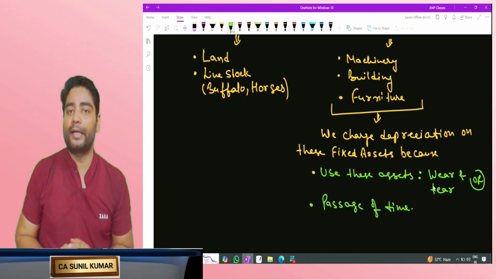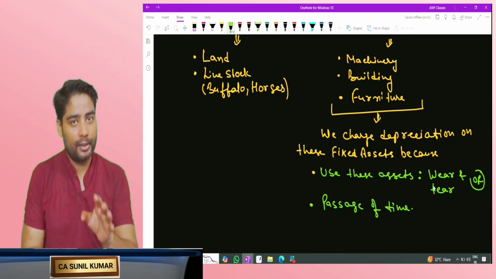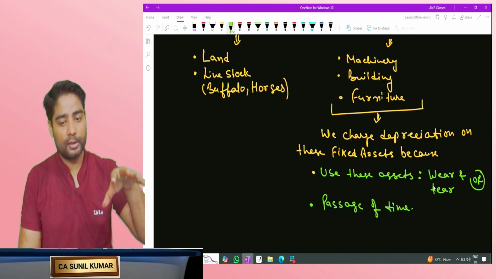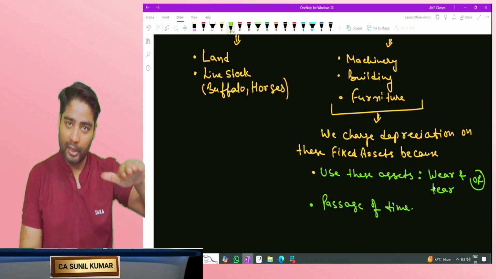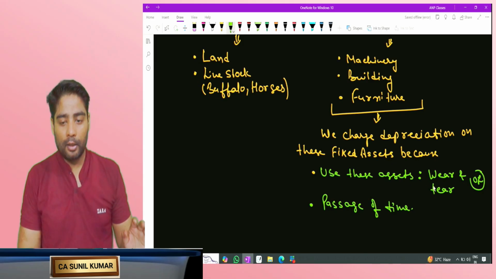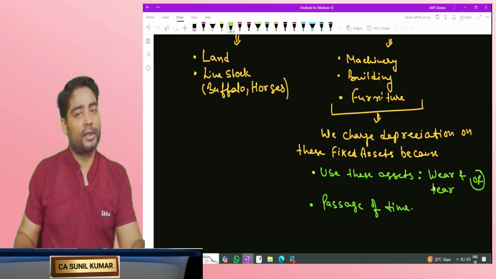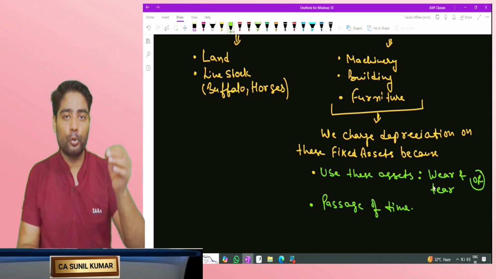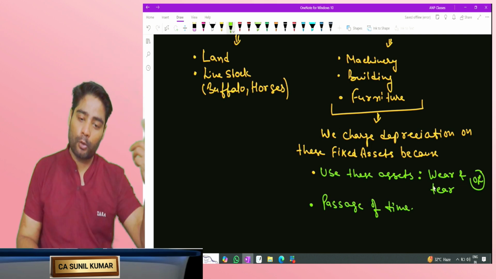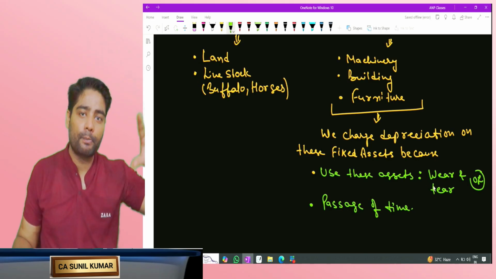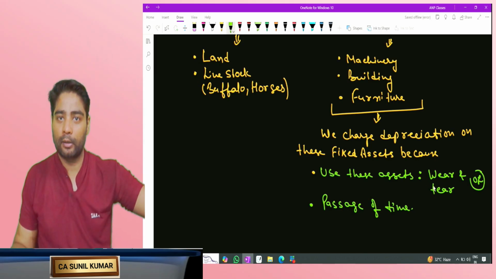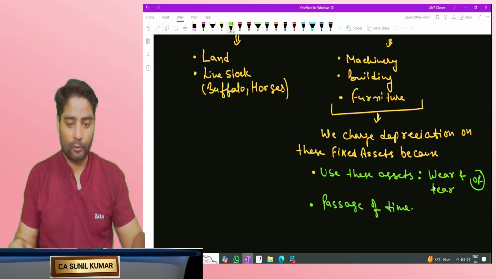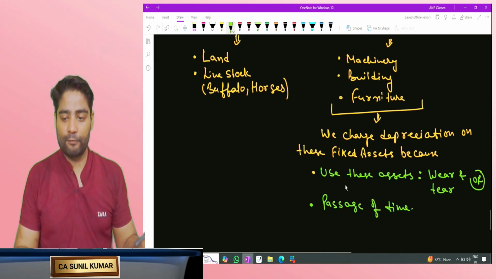Because Accounting Standard 10, the standard that deals with depreciation, says you have to charge depreciation because the value of the asset will decrease. It is a systematic allocation of your cost due to usage. And if you're not using it, there will be no wear and tear, but you still have to charge depreciation because of passage of time. Due to the passage of time your asset will become old and the value will decrease. Okay, have you written all that?